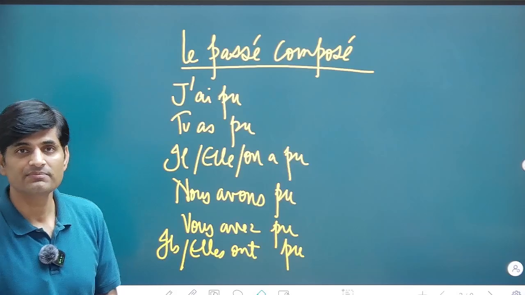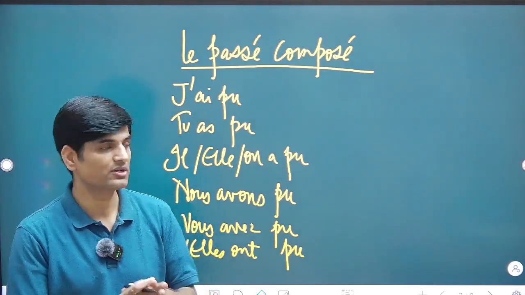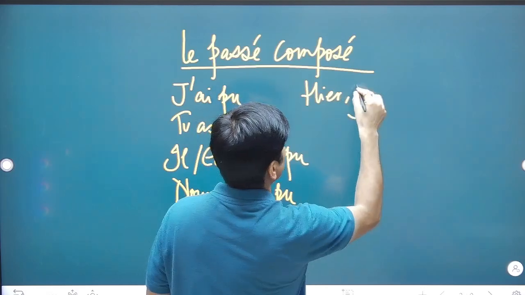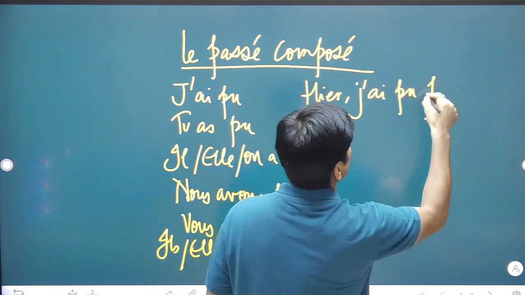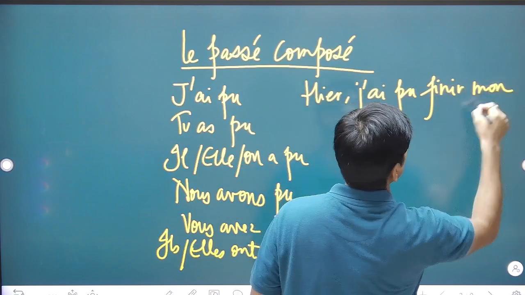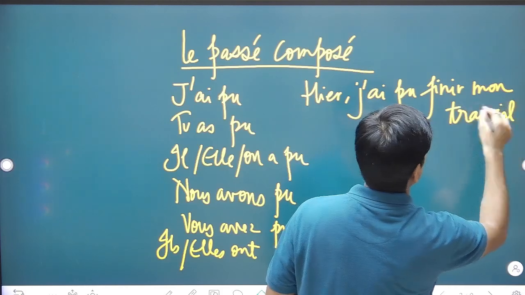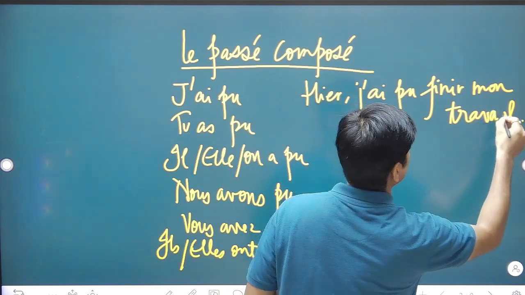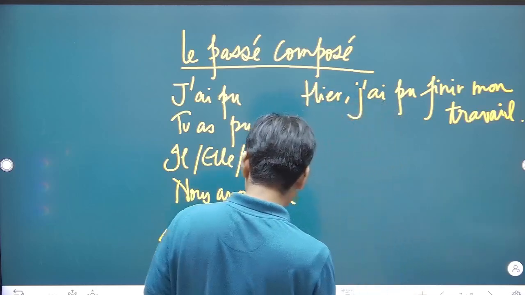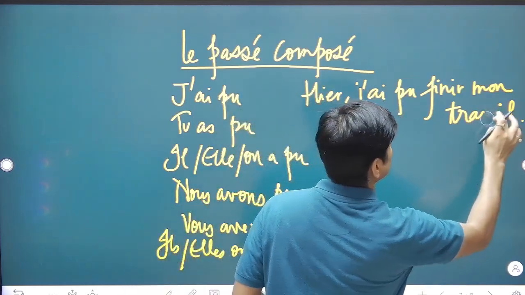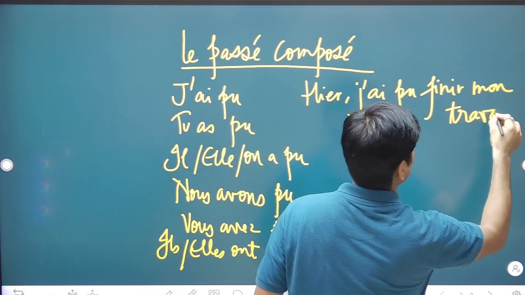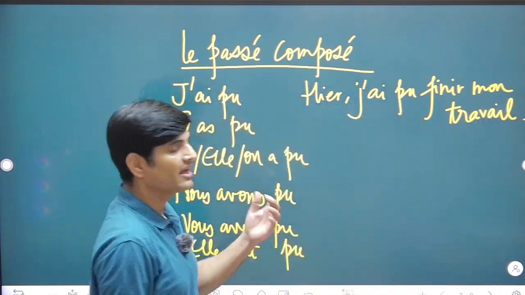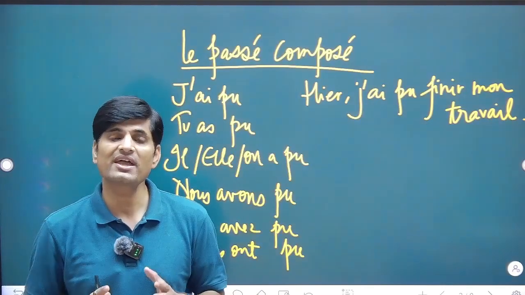For example, if you were to say, yesterday I could finish my work, you would simply say, hier, I'll write it down for you here, hier, j'ai pu finir mon travail. So very simply, what am I going to say is, hier, j'ai pu finir mon travail. I'll just do the spelling in a correct way so that there is no confusion. T-R-A-V-A-I-L. Voilà. So hier, j'ai pu finir mon travail. It means yesterday I could finish my work.